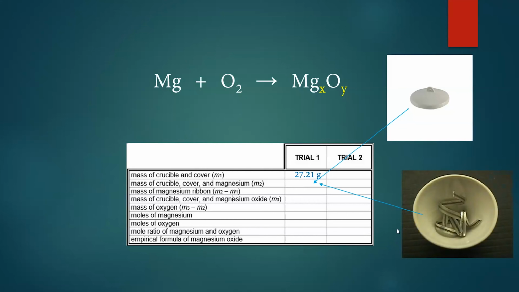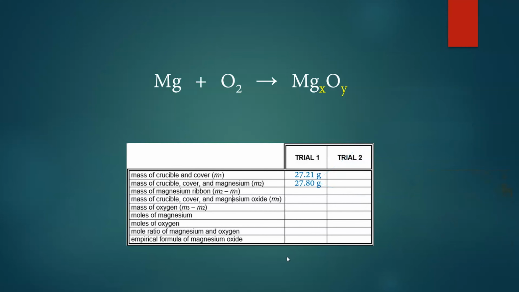The next step is to add our piece of magnesium ribbon to the clean, dry crucible. First, we'll want to make sure we wipe off the magnesium ribbon with some steel wool, because magnesium tends to oxidize in the air and it gets coated with some magnesium oxide, and that can throw off your final results. So we're going to clean that off, and then we'll weigh the crucible and the cover and the magnesium, and that will be M2 in the table.